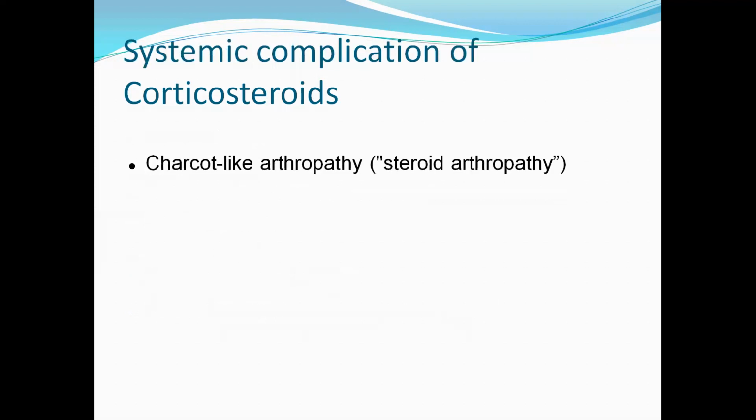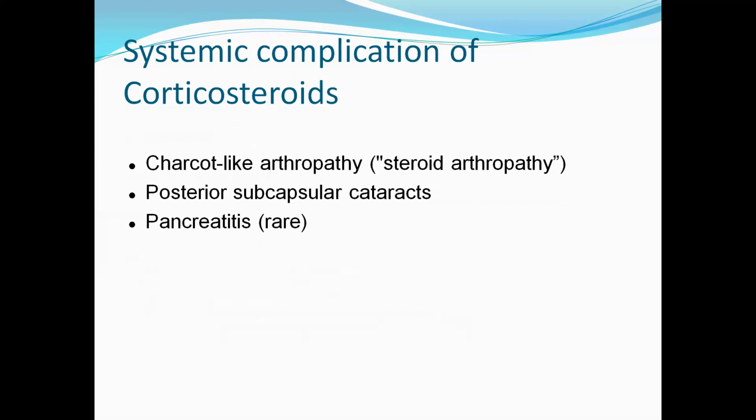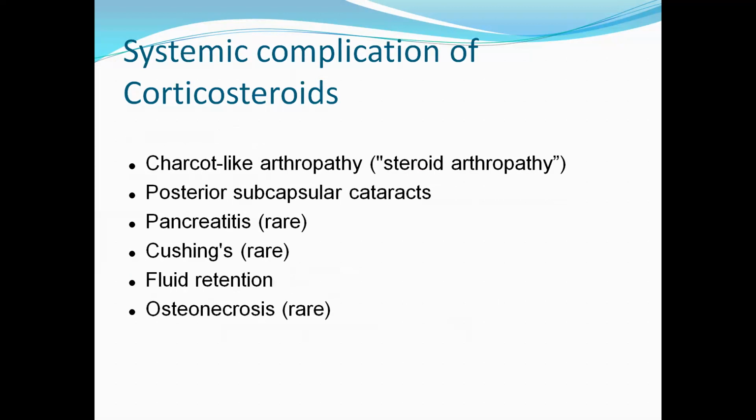Some systemic complications of corticosteroids are Charcot-like arthropathy, like steroid arthropathy, posterior subcapsular cataracts, pancreatitis, of course rare, Cushing syndrome, fluid retention, osteonecrosis. All these things occur only when the corticosteroid is absorbed into the systemic circulation. The steroids we are using are mostly depot steroids. That's why these systemic complications are very rare in intra-articular injections. Iatrogenic infection is also possible if you do not take adequate aseptic precautions.